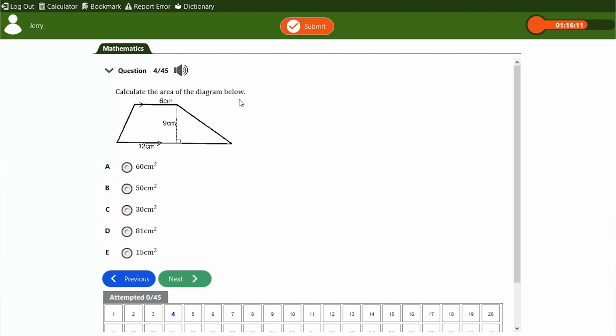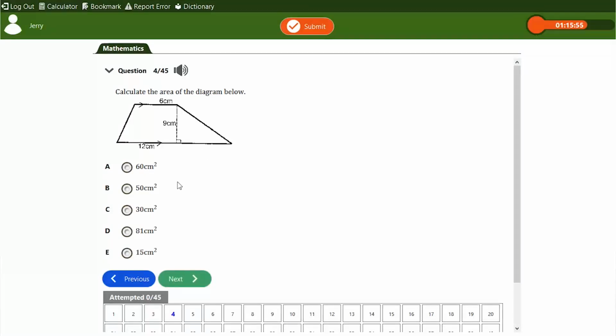They didn't tell us if it's a trapezium or whatever. They just said, find the area of the diagram below. So this is a trapezium. Do you know why? None of the sides is equal to each other. It has 4 sides and none of the sides are equal. So this is a trapezium.